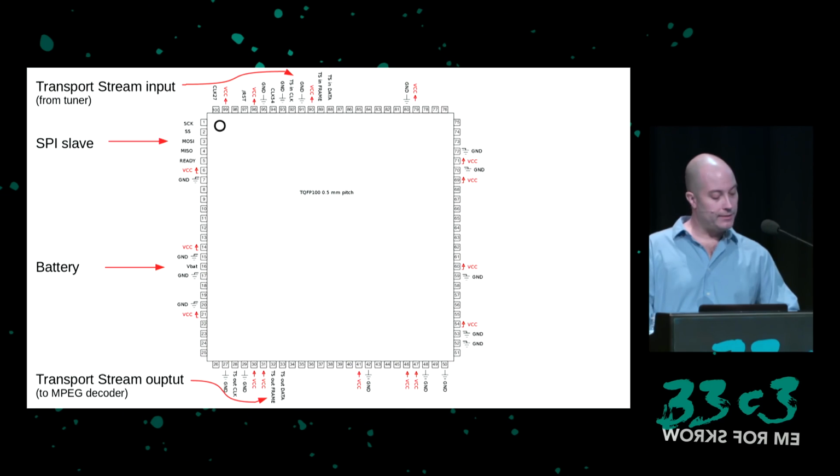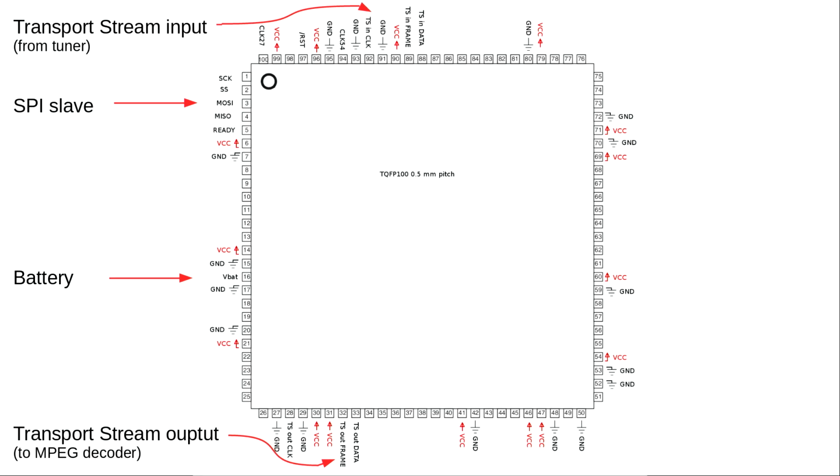Some of the interesting pins on the ACP are labeled here. Pin 1 is marked at the top left corner of the chip. There's an SPI slave controller on pins 1 to 5, used for communication with the set-top box main controller. There's a battery backup pin that's connected to a 3-volt battery to keep the RAM contents of the ACP intact at all times. There's a serial transport stream input on pins 88 to 92, which receives the data from the demodulator. And there's a serial transport stream output on pins 28 to 33, which sends the decrypted transport stream from the ACP to the MPEG decoder to be output to the TV.